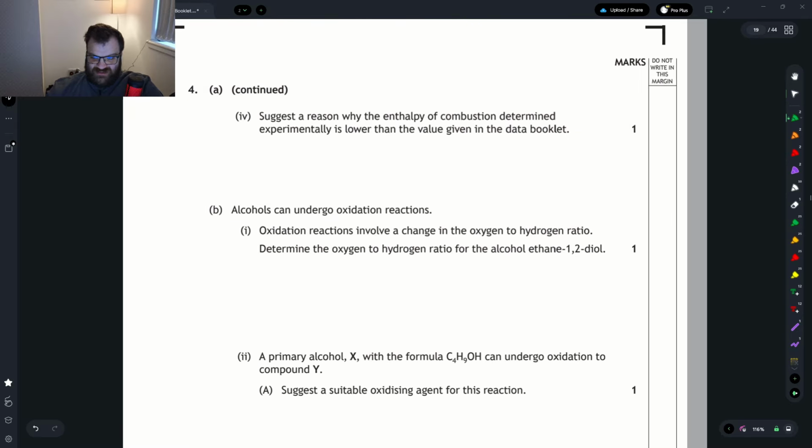Why would your enthalpy of combustion be lower than the value expected? Part of that is heat is lost to the surroundings. That's where that heat shield would have come in handy.